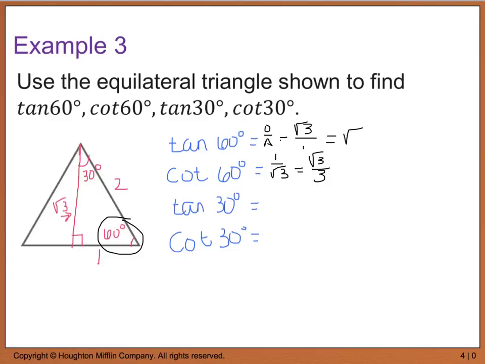The tangent of 30 degrees means that we're going to look at this angle up here, and I have opposite over adjacent, which is 1 divided by the adjacent side, which is the square root of 3, or the square root of 3 over 3. And cotangent is going to be the reciprocal of that, which is 3 divided by the square root of 3, and when we rationalize, we end up with the square root of 3.